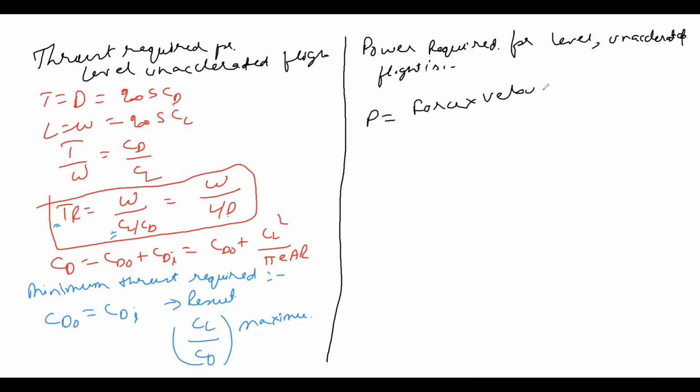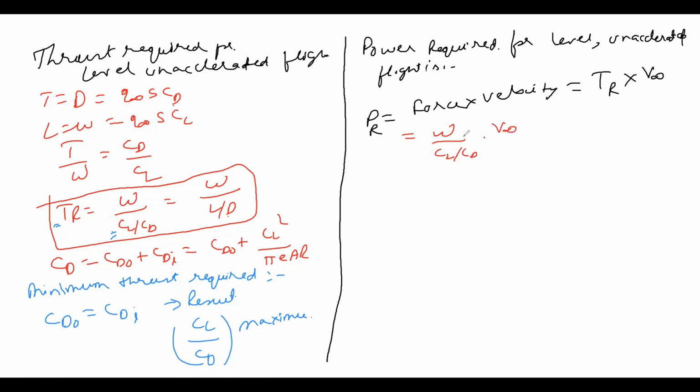We have seen this before also. So force is what? Thrust is a force. So thrust required into velocity is technically power required. Power required equal to thrust required into velocity. Okay, so don't go that far. It's very simple. Now power required will be thrust required into velocity. We already know the formula. It is W upon CL by CD into V infinity.